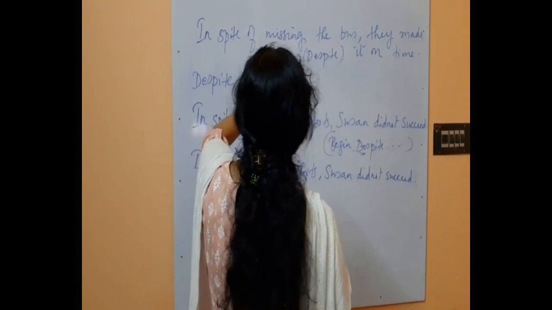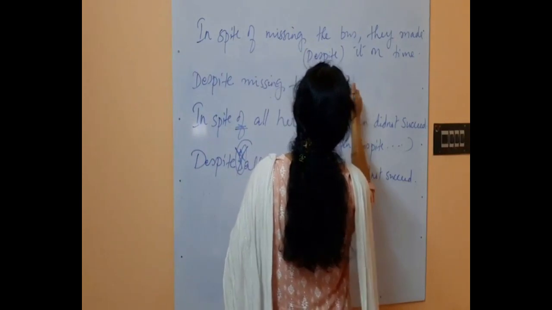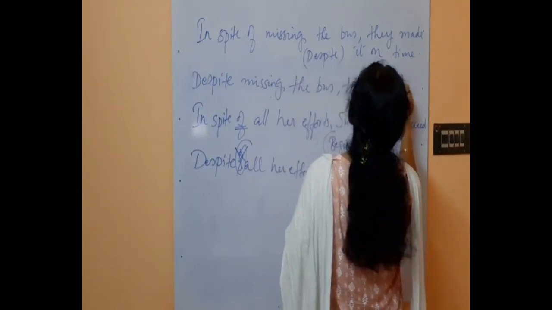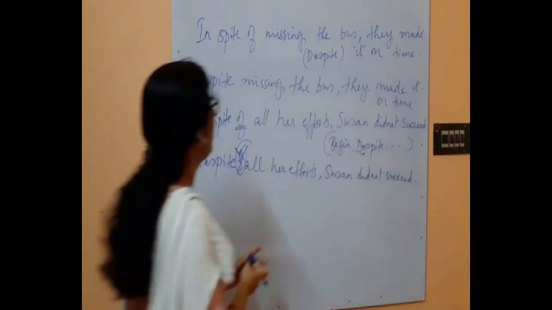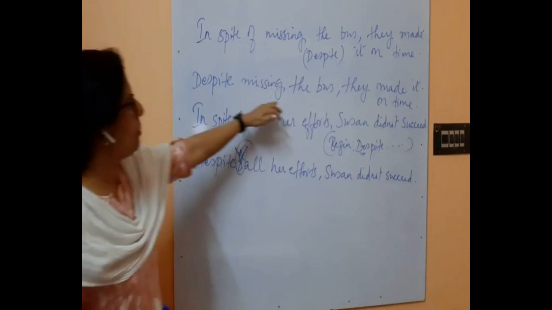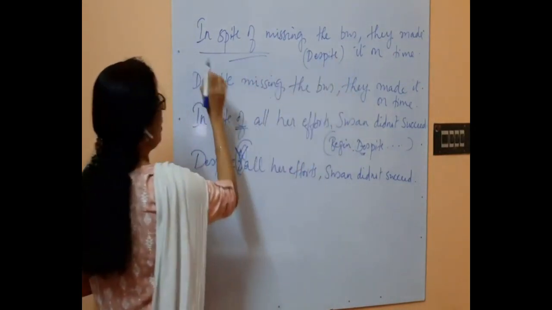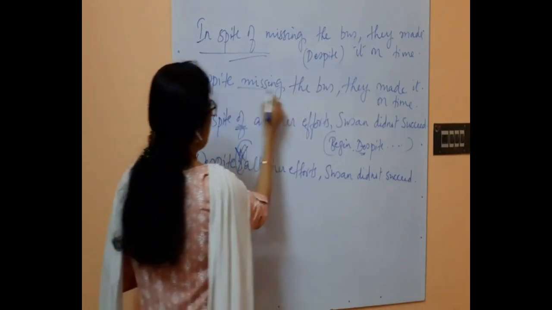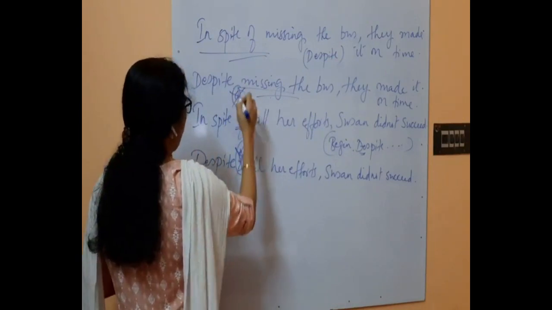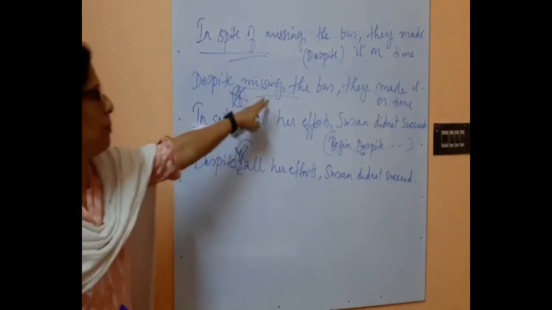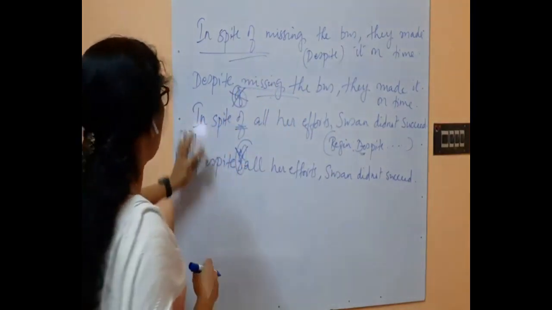Not gerund form. This is the participle form. Despite missing the bus, they made it on time. So in spite of missing the bus, they made it on time. When we are rewriting, despite missing the bus, not despite of missing the bus. So of is wrong, should not be used. So despite missing the bus. When we are rewriting it with despite, of should not be used.